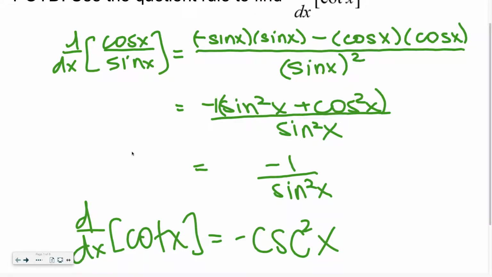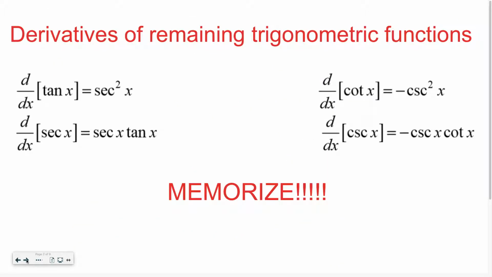Between yesterday's notes and today's problem of the day, we did the work for the derivative of tangent and cotangent. I won't make us go through the quotient rule for secant and cosecant, but you could rewrite those as 1 over sine, 1 over cosine, and do the quotient rule. When you do that, these are your derivatives. Please write these down, circle them, highlight them, star them. You need to know these, and it is my expectation that you know these derivatives.